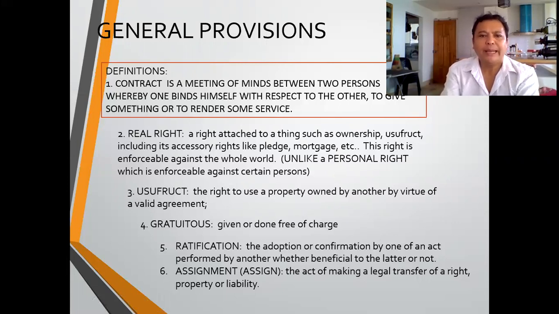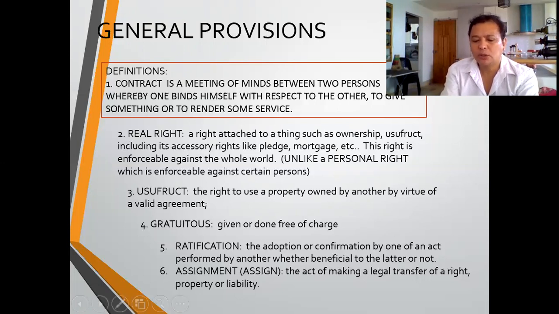Also, we'll define real right. Real right is a right attached to a thing such as ownership, usufruct, including its accessory rights like pledge, mortgage. So pledge is prenda in Binisaya. Mortgage is also prenda, but it involves real property. Now this right is enforceable against the whole world. So if you have such right, you can assert it against the whole world, unlike a personal right, which is enforceable against certain persons only.